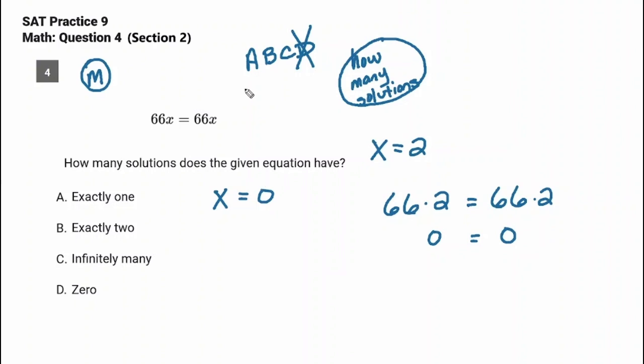All right? Now, we could go on and do another one, but think about it. If you plug in something else, what's going to happen? They're going to be the same. They're always going to be the same because x and x are the same on both sides. So how many solutions does this have? Infinitely many. You can get this right real quick, whether you just know it or plug in, and you move on.